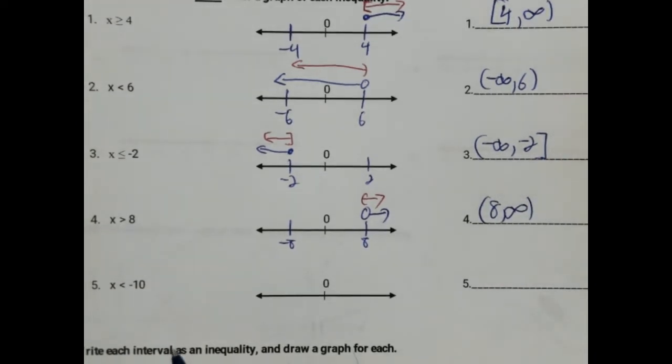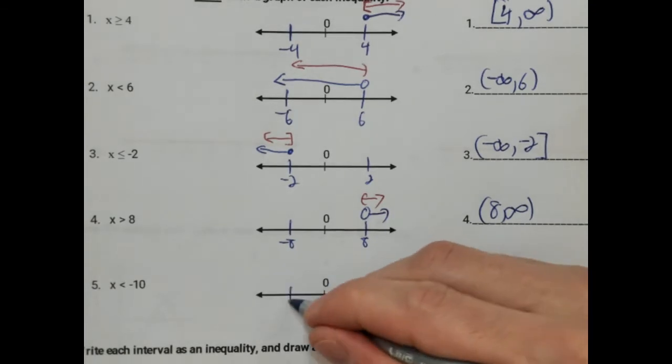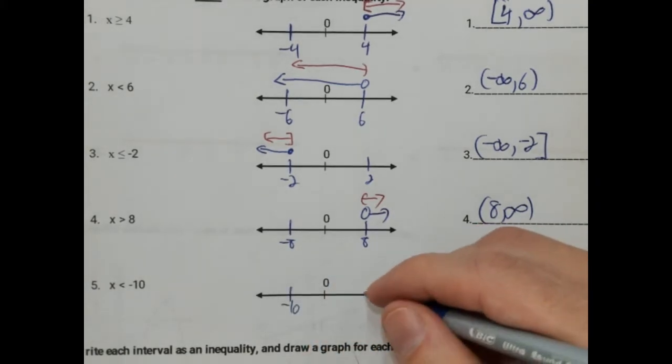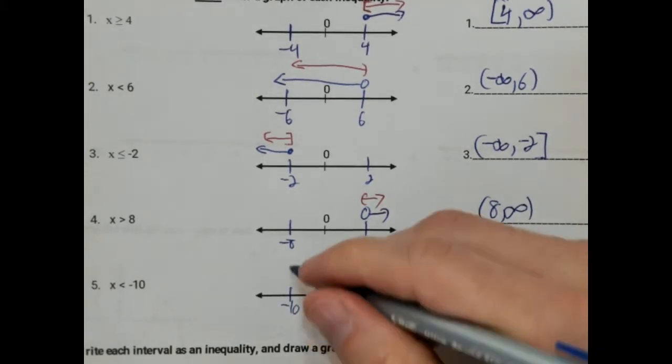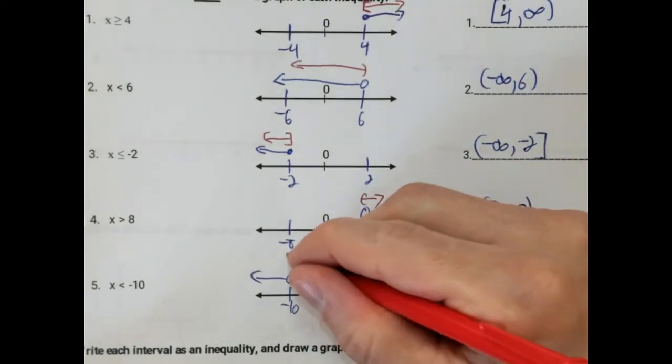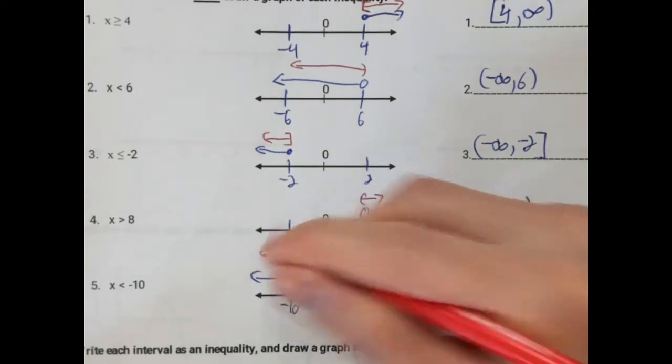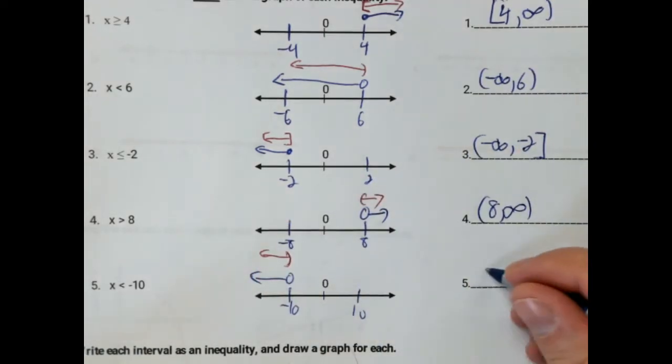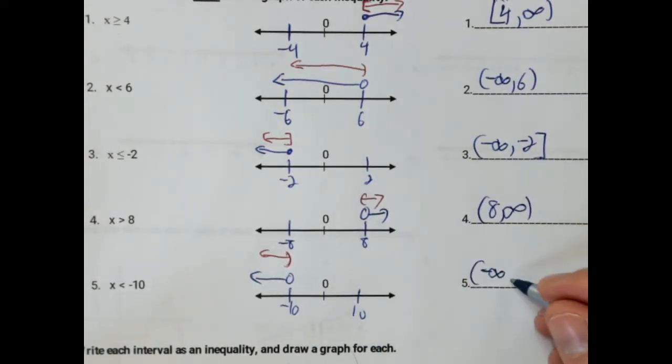Okay, here we have x is less than negative 10, so we have negative 10 and positive 10. It's less than it, so we're going to put open circle going that way, and parentheses going that way. Okay. Lowest value is going to be negative infinity. Parentheses open. Highest value is going to be negative 10.